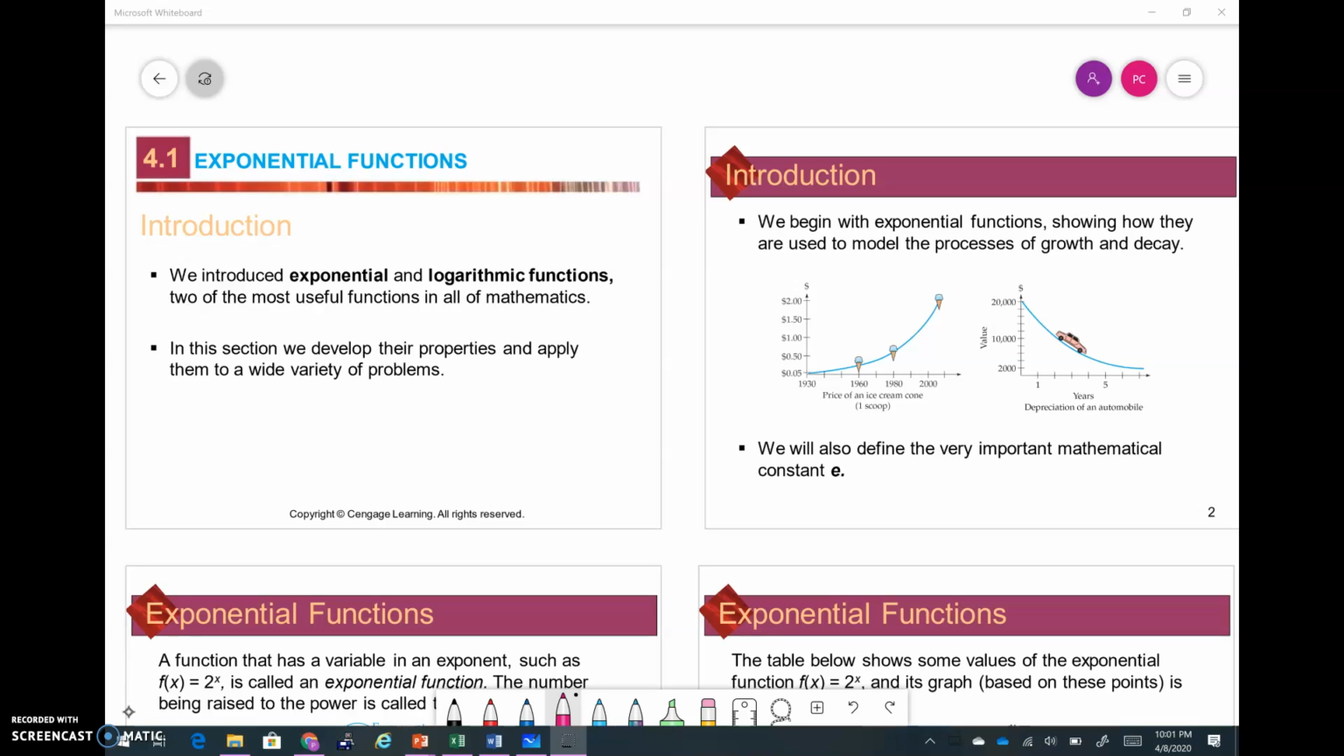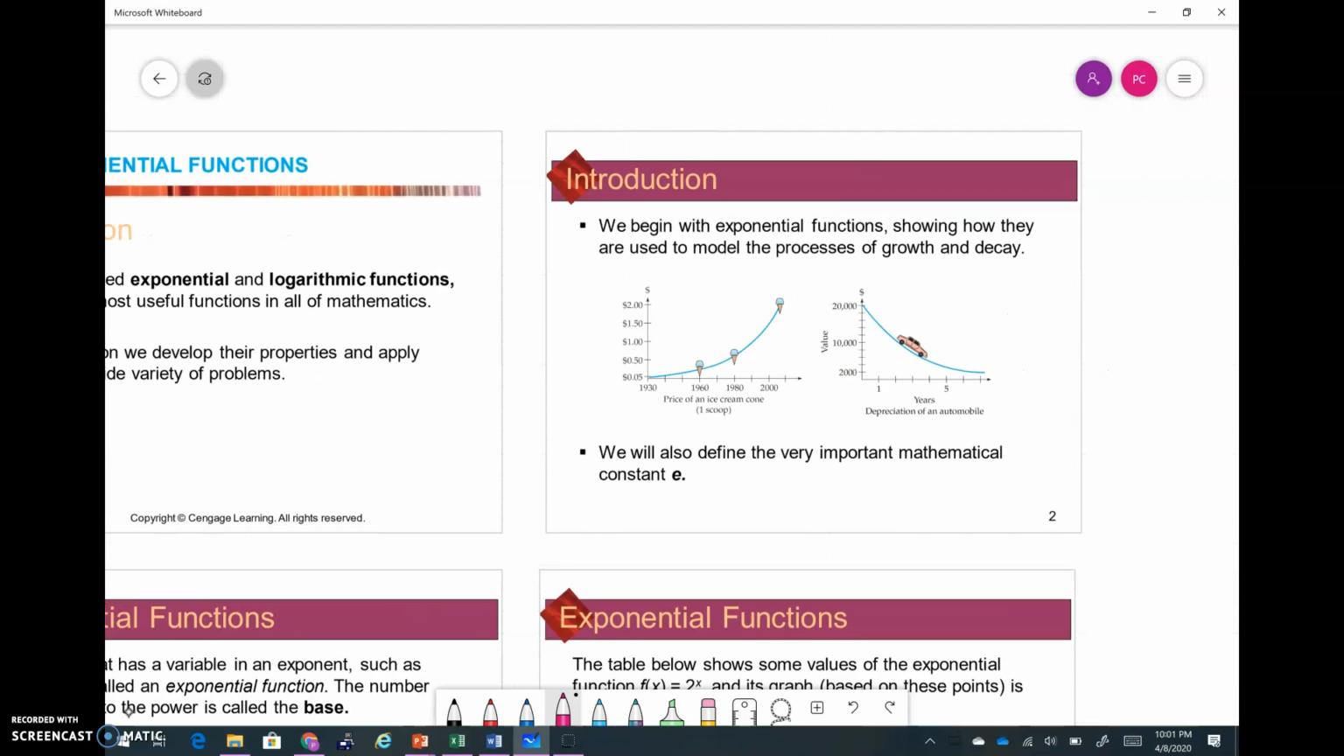So first off, recall what an exponential function is. We're going to begin there and show that they can be used either for exponential growth, where we're increasing, or exponential decay, where we decrease very rapidly. We're also going to define the very important mathematical constant e.